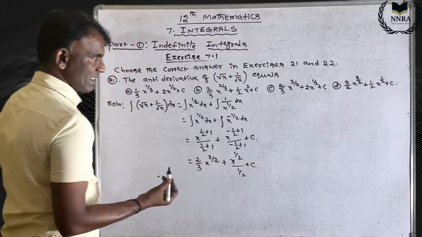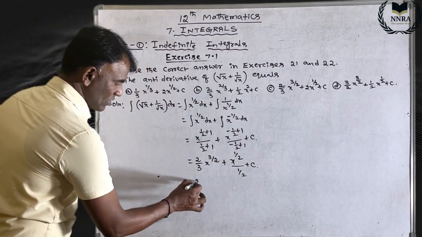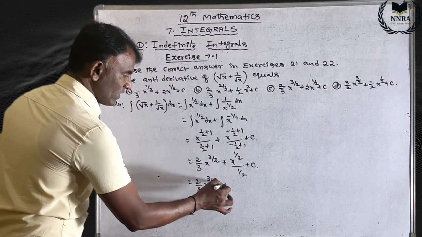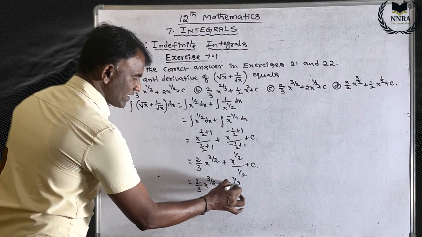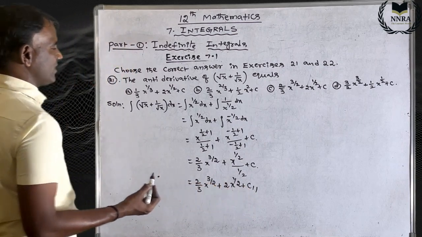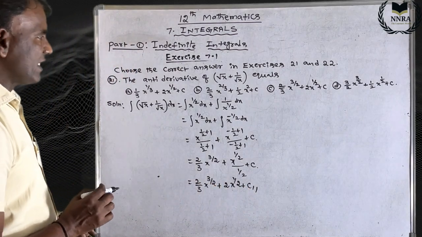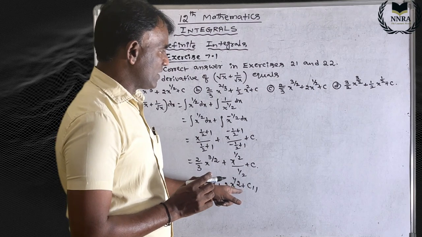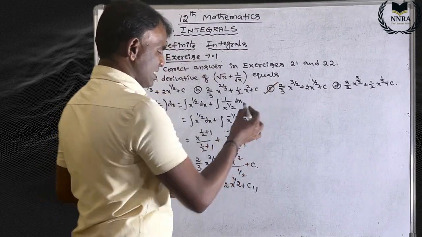Then constant. Then how to write it? 2 by 3, x power 3 by 2. Then 1 by 1 by 2 is 2 into x power 1 by 2, then constant c. So the answer is 2 by 3 x power 3 by 2 plus 2 into x power 1 by 2 plus constant c.